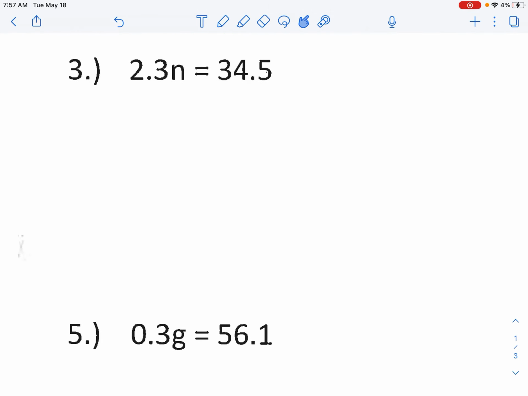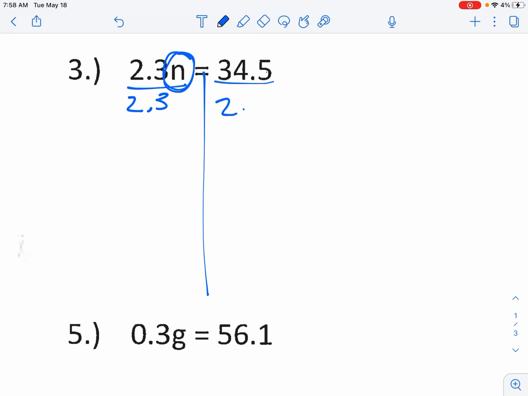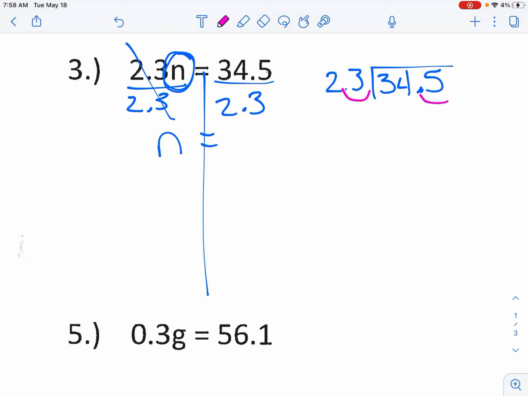2 3/10 times what equals 34 5/10? The opposite of multiplying by 2 3/10 is dividing by 2 3/10. Remember, we're trying to get that n all by itself, so we have to get rid of times 2 3/10. Show your cancellation on the left. 2 3/10 divided by 2 3/10 is 1. Now over here, I know if I've got a decimal or a 3-digit number, I'm going to have to show my math. Remember, when you're dividing by a decimal, we slide it over once. We're going to slide that decimal over once, so our decimal is now sitting right here.